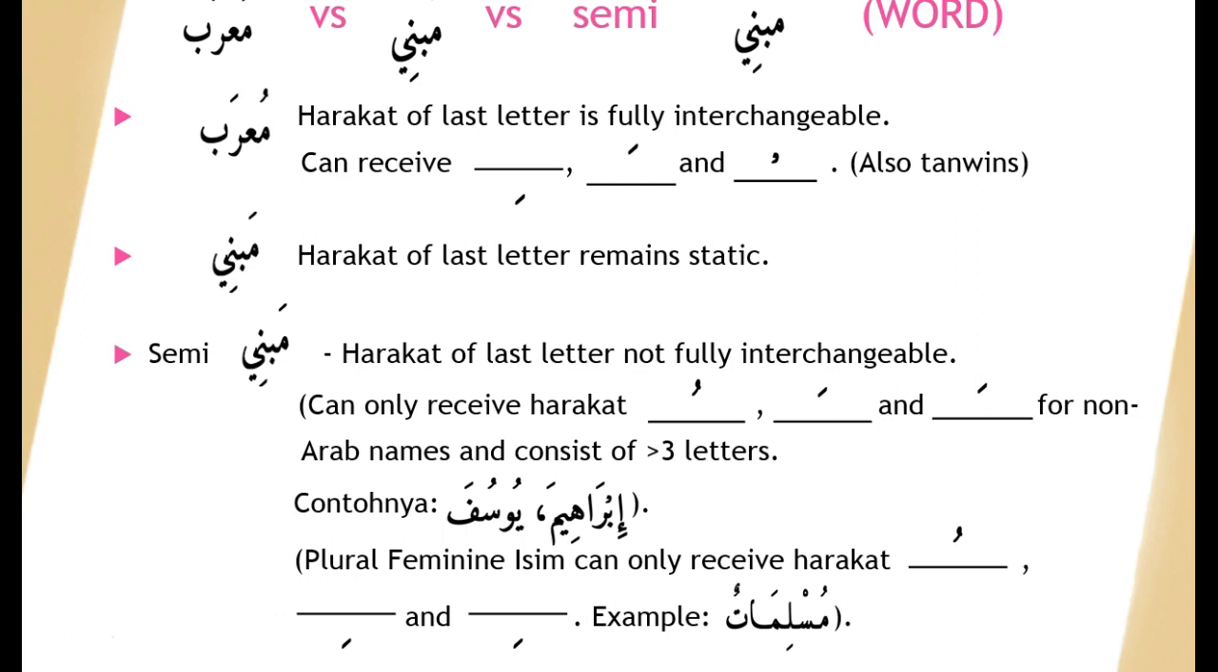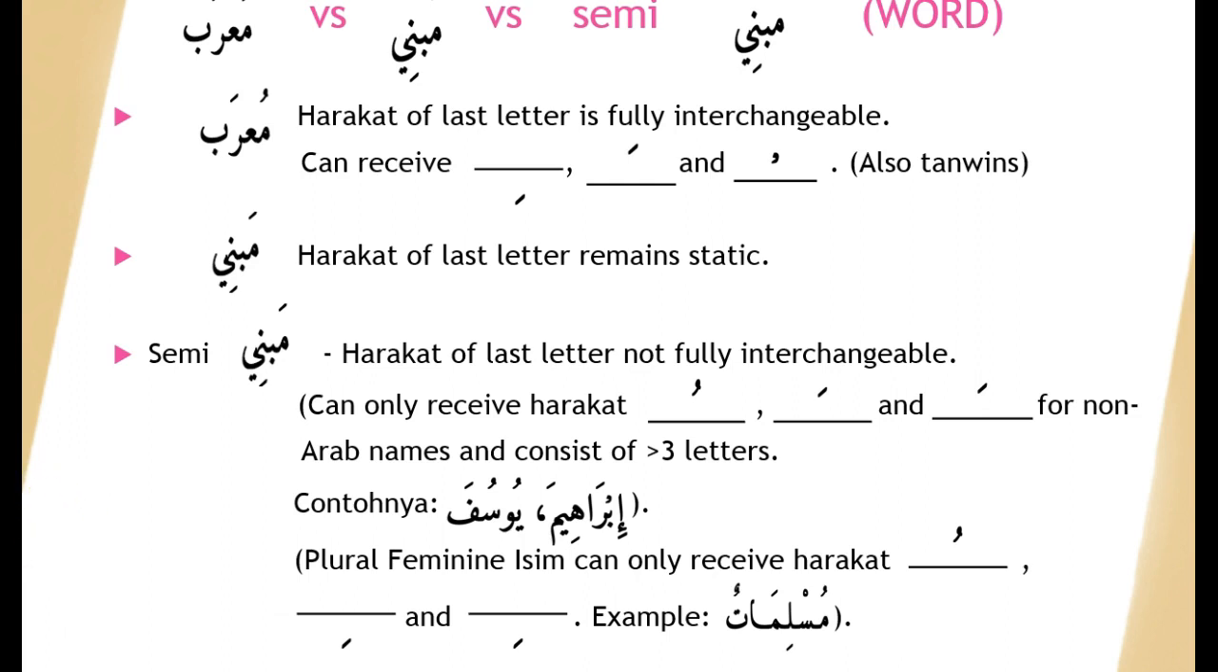So non-Arab names of more than 3 letters will not be able to receive the kasra as the vowel of the last letter. Other than that, like Nuh, a 3 letter name, and Lut, these can receive the kasra, right? Other than those two, names with more than 3 letters will not be able to receive the kasra as the last vowel.